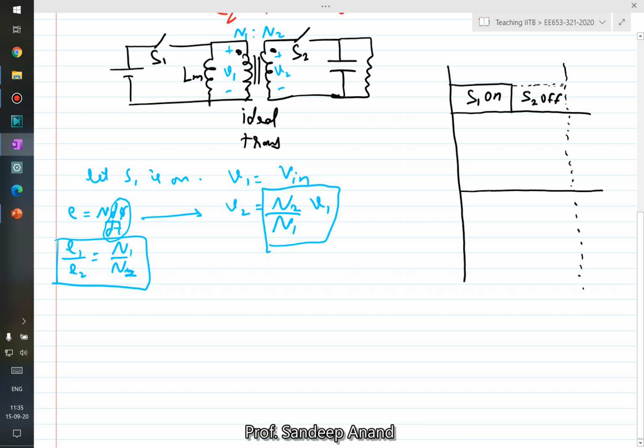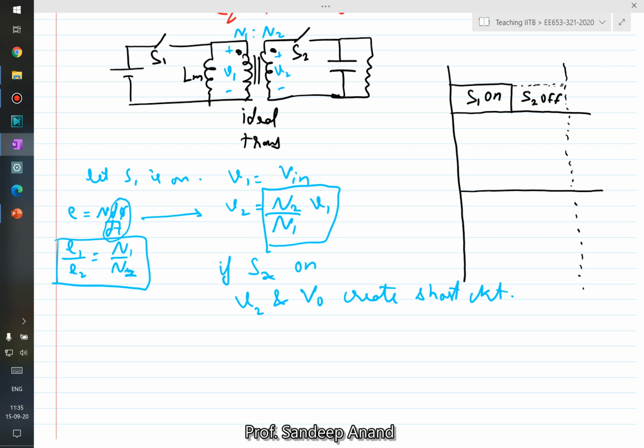Now if you turn on S2, then V2 and VO will create a short circuit, right? If they are perfectly matched, then it is okay, but even if they are slightly deviated, still a large amount of current would flow in the loop, and that would damage the circuit because there is no inductance in this loop between V2 and VO. So therefore S1 and S2 must be complementary, right?